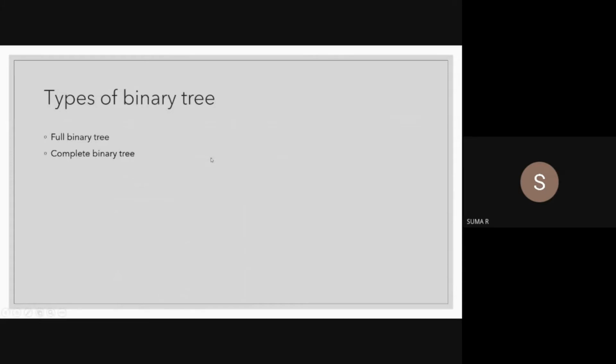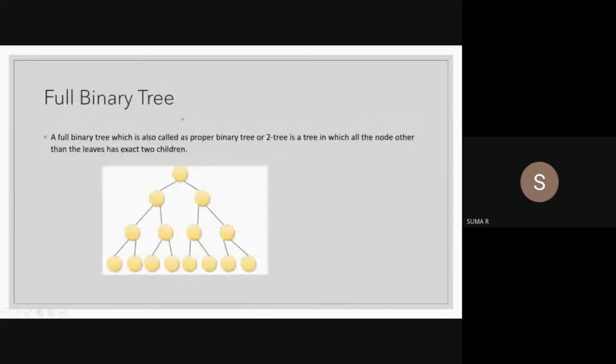What is a full binary tree? A full binary tree, also called a two tree, is a tree in which all the nodes other than the leaf nodes have exactly 2 children. Okay, a full binary tree is a tree in which except the leaf nodes, all the other nodes will have 2 children. So this is a full binary tree. Now suppose I am taking off this node and this node. These two nodes are not available. Then also it is a binary tree.